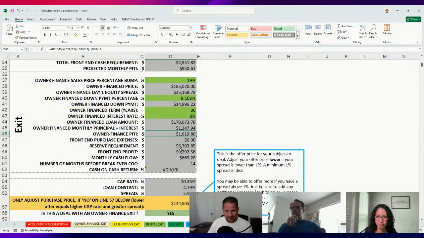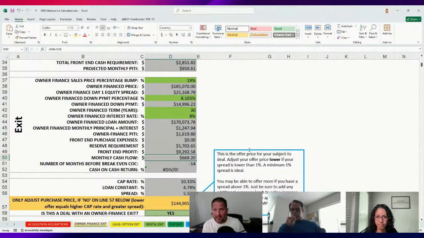Now you can look at all these other numbers and figure out what those mean. But we can see after all expenses and everything, we take that down payment in, and we fund our reserves right here. Our front end profit on that, we're going to walk away with a $9,000 check and $669 per month in cash flow. And that's net cash flow, by the way. So that's after our underlying mortgage is paid.